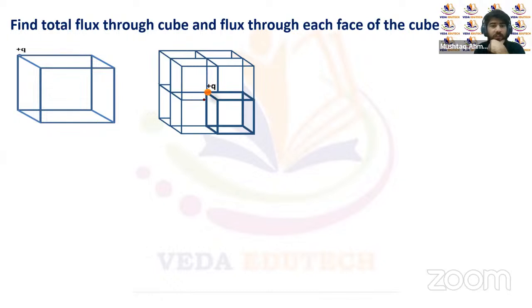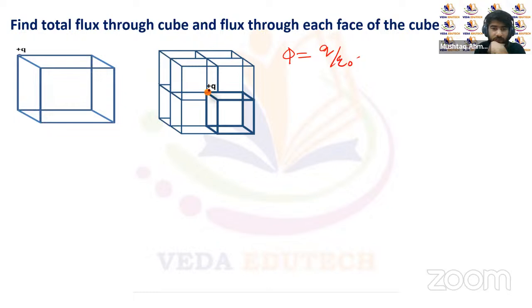Now let's suppose that we construct 7 more cubes on this cube, making it a bigger cube. Then you can see this charge appears to be at the center of the 8 cubes, where the larger cube is made up of 8 small cubes. The flux through the whole cube will be phi, which is the charge enclosed upon epsilon naught.